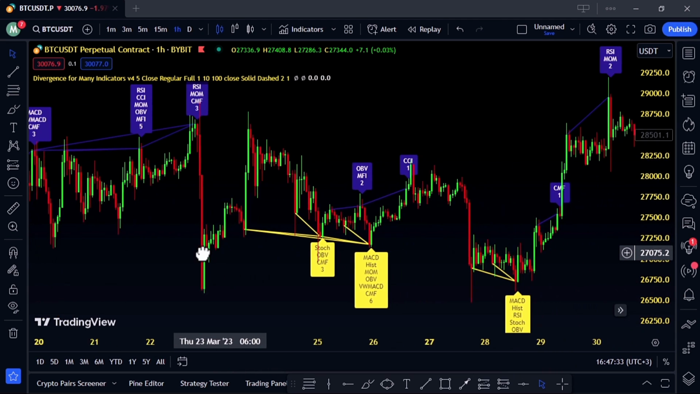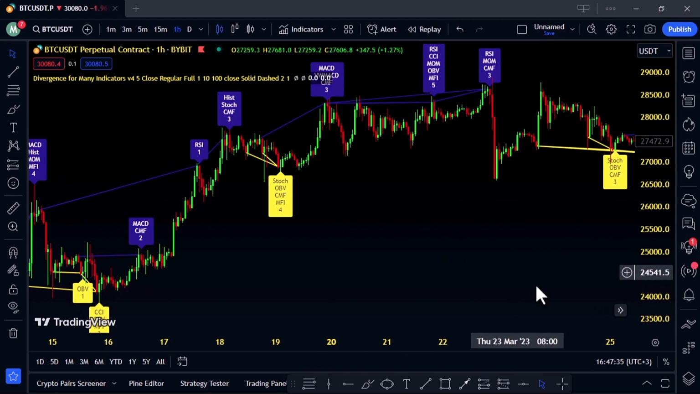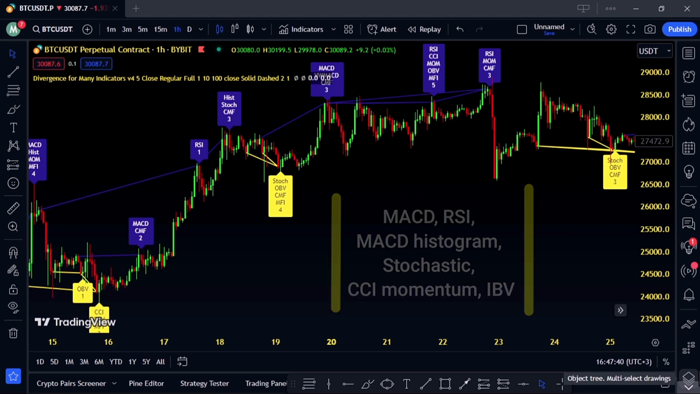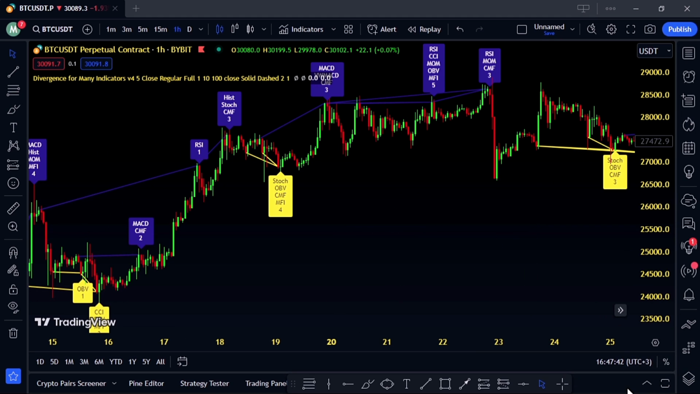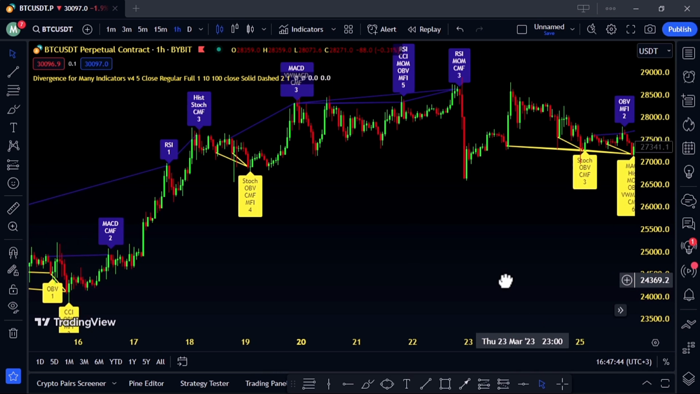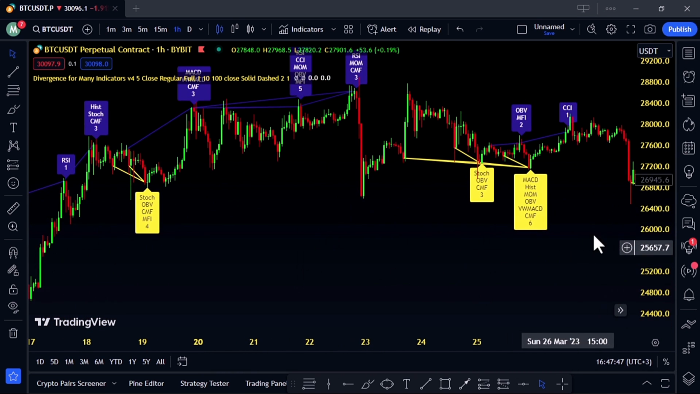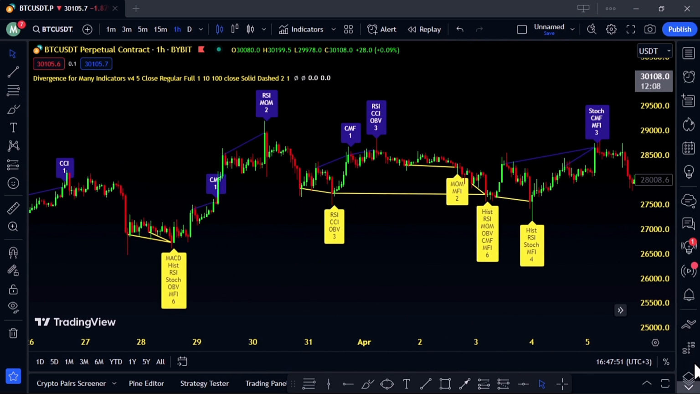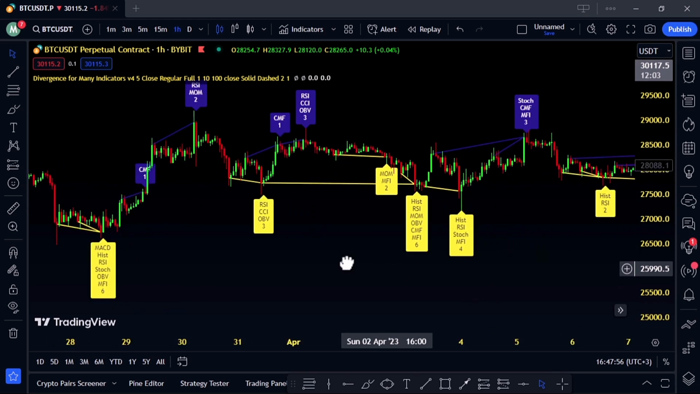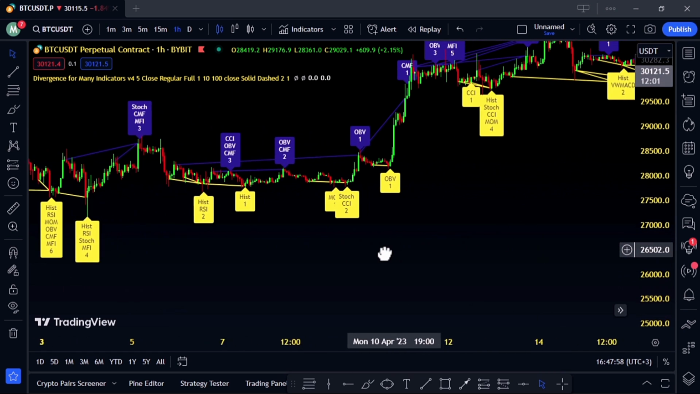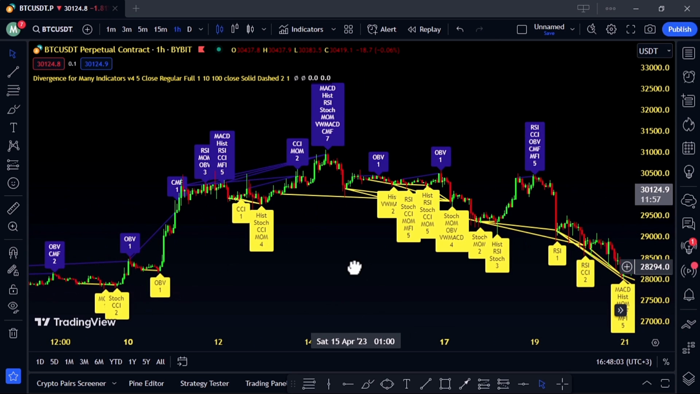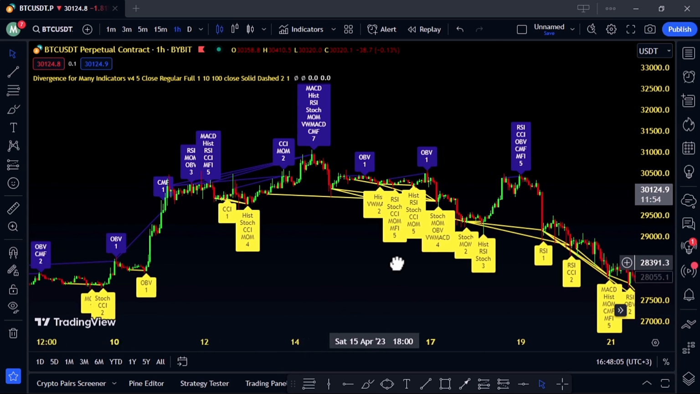The indicator finds divergences on MACD, RSI, MACD histogram, stochastic, CCI, momentum, OBV, volume weighted MACD, and Chaikin money flow. Whenever the indicator spots a bullish divergence, a yellow label is printed on the chart, and whenever it spots a bearish divergence, it prints a dark blue label above the price. The more indicators it found divergences on, the stronger the signal is. Some of these signals can be quite accurate, but I do not recommend using this tool on its own.